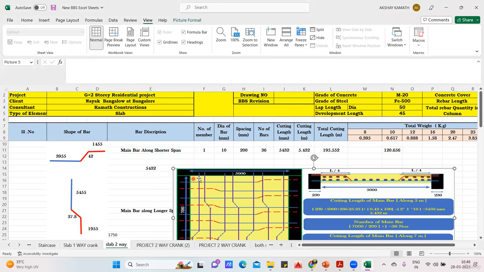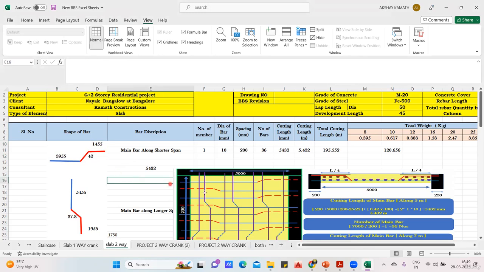So we have to find the cutting length for this. How are we going to find it? You know it. 230 minus 25 plus 5,000 minus the crank length. 5,000 divided by 4 is 1250. So this will be 3955. The straight length is 3955. This crank is 0.42 into h, so it comes out to be 42. And the top straight is L by 4, that is 1250 plus 230 minus 1 cover.